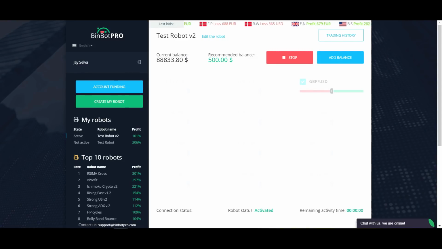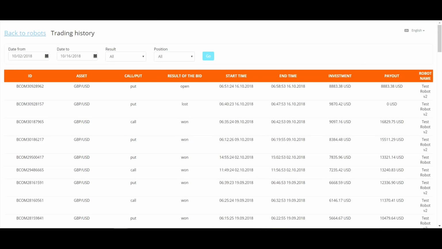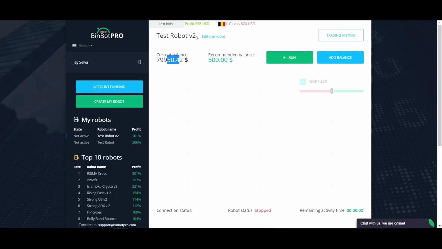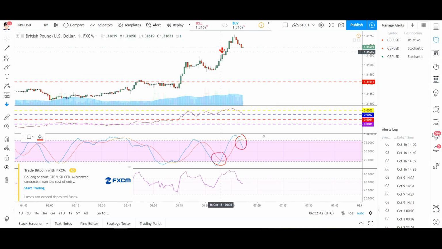Alright, so my balance right now stands at 88,833. So let's just wait for the trade. Let me check. There's actually a trade open right now, a put trade at 6:51 AM. So let's go to the robot page. My balance decreased due to the trade. Turn off the robot and let's put the down arrow at about 6:51 AM.